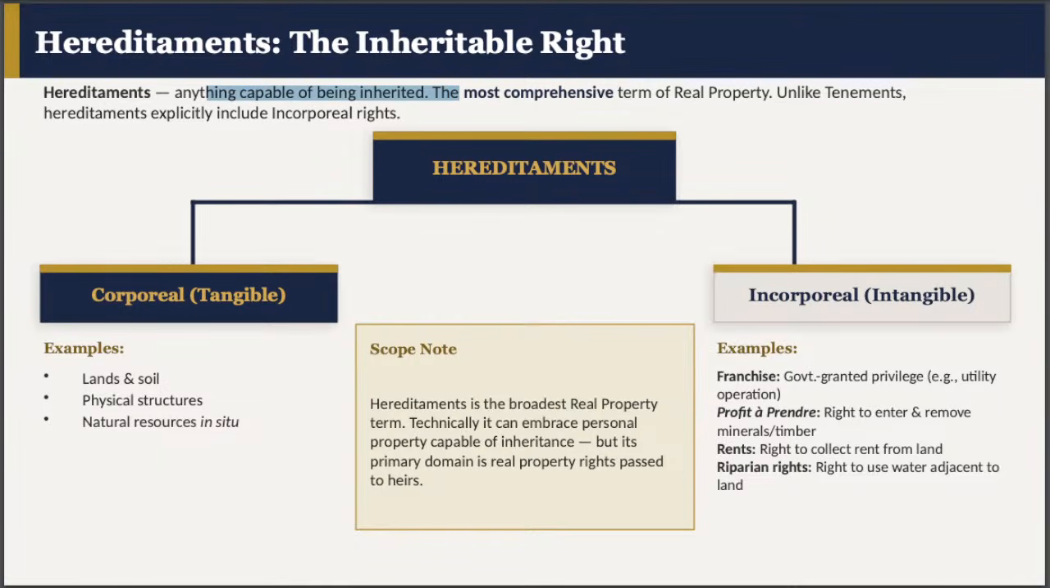There's anything capable of being inherited and the most comprehensive. So they explicitly include all of these incorporeal rights here. Now here's our scope note: the hereditaments is the broadest real property term. Remember that. Hereditaments is the broadest real property term. Technically, it can embrace personal property capable of inheritance, but its primary domain is real property rights passed to heirs.